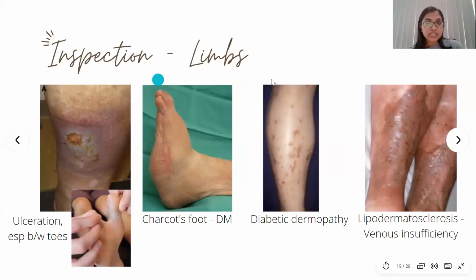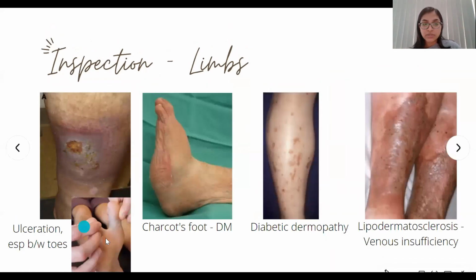You will also want to check for any ulcers, especially between the toes. So during the examination, make sure you're parting the toes and mention to the examiner, I'm looking for any ulcers between them. You also want to comment if there is a Charcot's foot, which is seen in diabetes, and it's usually deformed like that, and it's warm to touch. Any skin changes associated with diabetes, and also with venous insufficiency, you can have this darker, thicker, shiny skin known as lipodermatosclerosis. You don't have to remember all of them for your examination, but if you do, it's good.